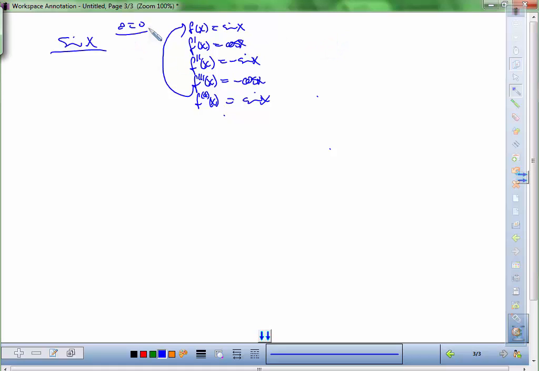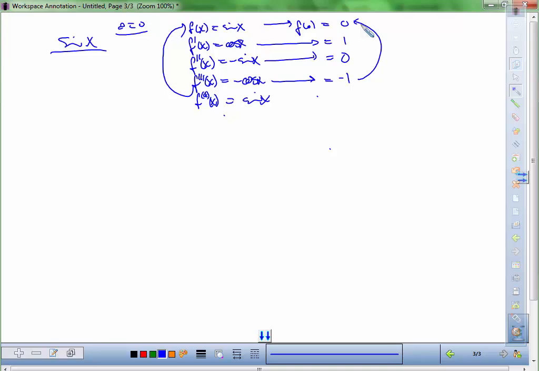Now, we're interested in evaluating this at 0, so let's evaluate this at 0. Sine of 0 is 0, right? At 0, cosine is 1. Sine is 0 again. And negative 1. And then there's your pattern. It goes back to 0.